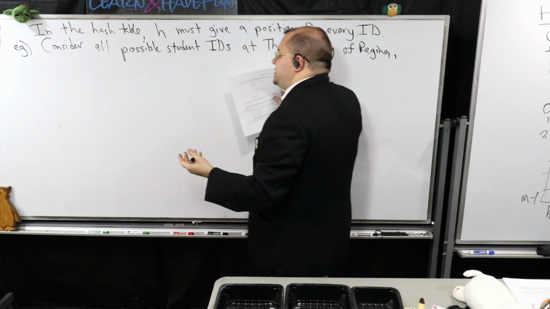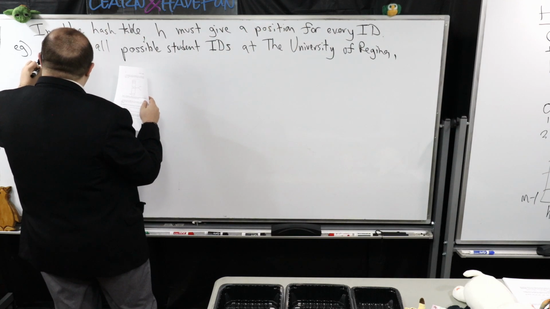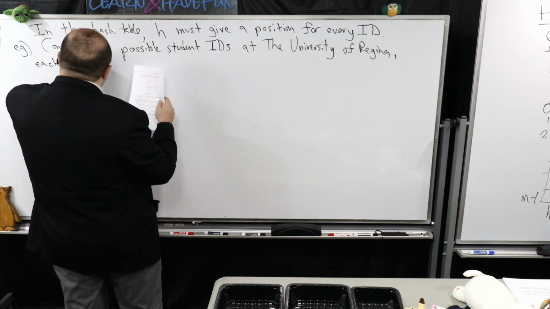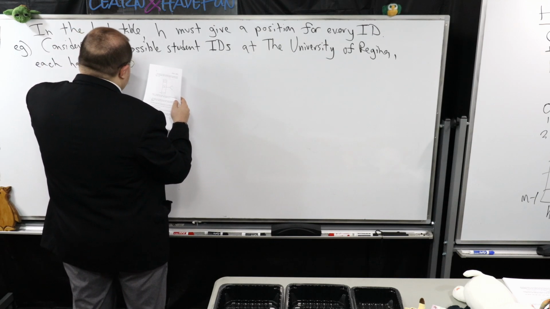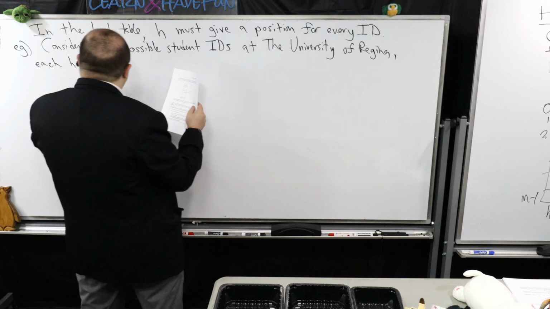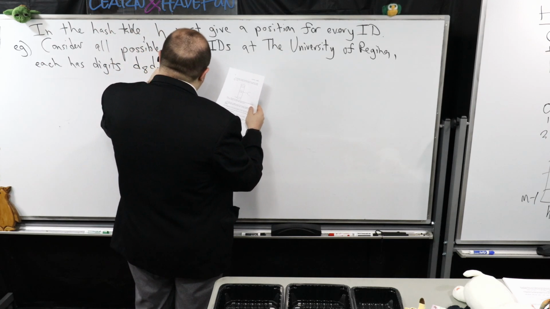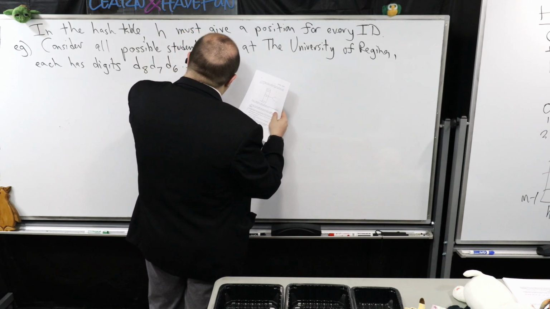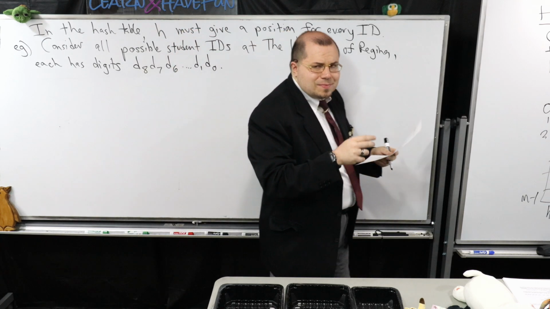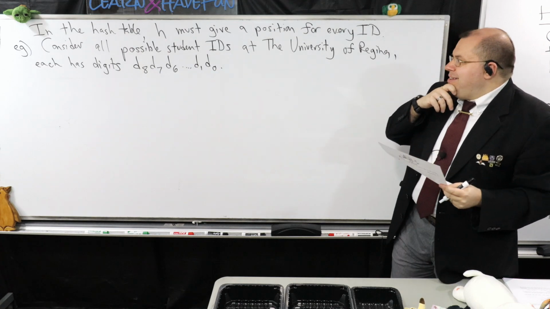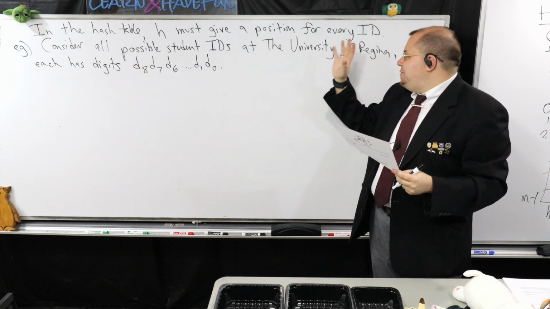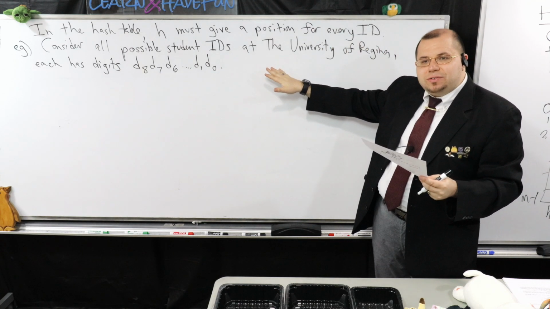So each has digits as follows. Each has digits, and we have 9 digits, I believe, in our student numbers. I'm going to call it D8, D7, D6, all the way down to D1, D0. So you can imagine I have this representation of each student number.